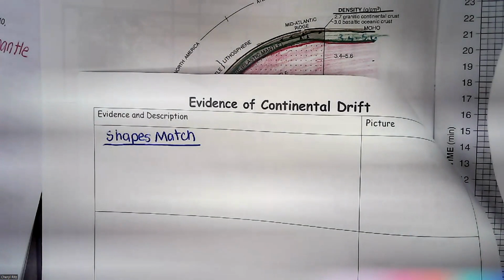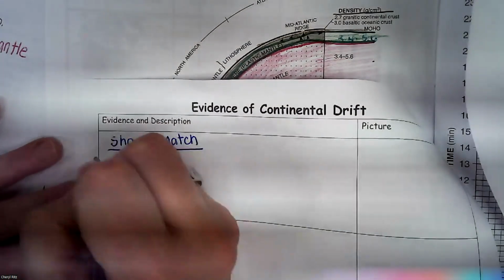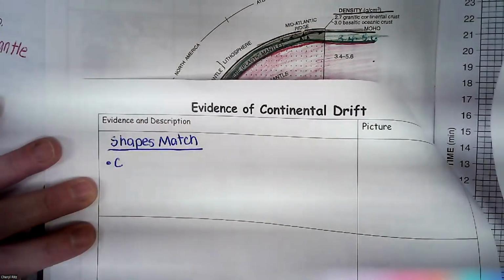And what did it say about the shapes matching? That would have been important to include. Literally, the continents fit together like a puzzle. That is a good bullet. So right under shapes match, I'm going to put a bullet that says the continents fit together like a puzzle.